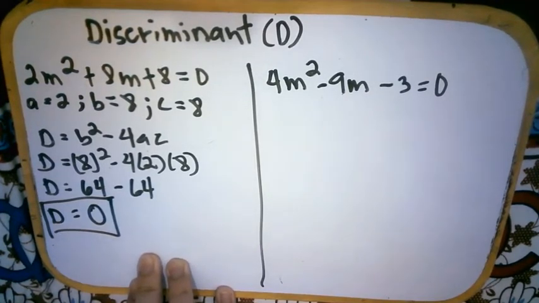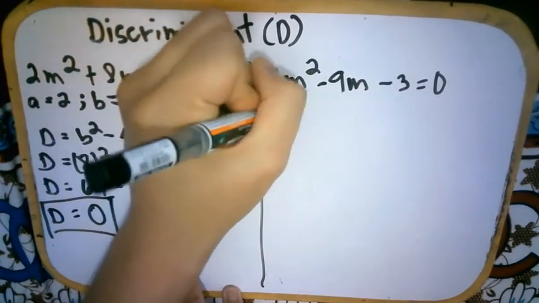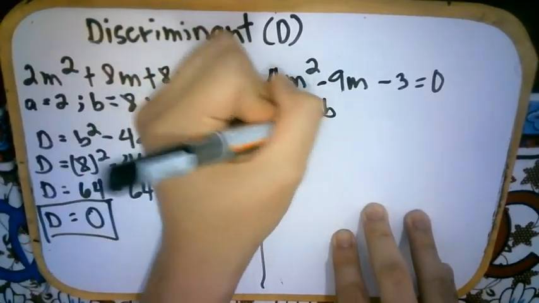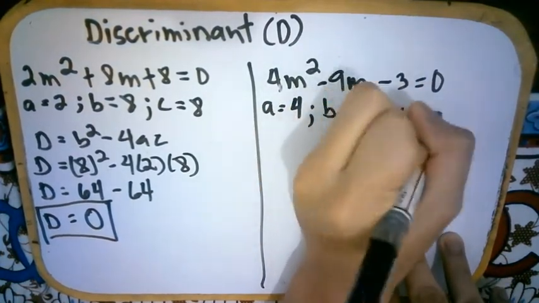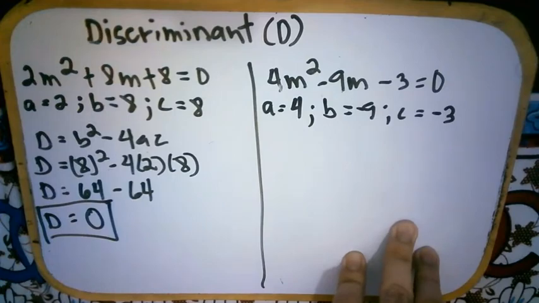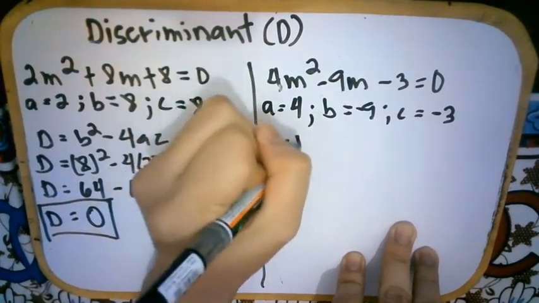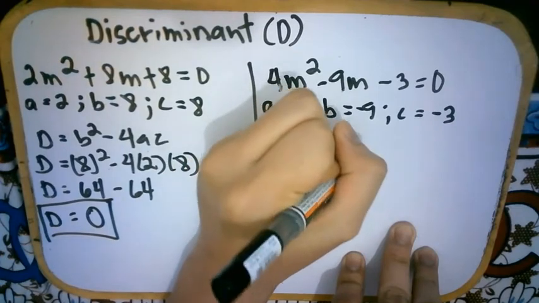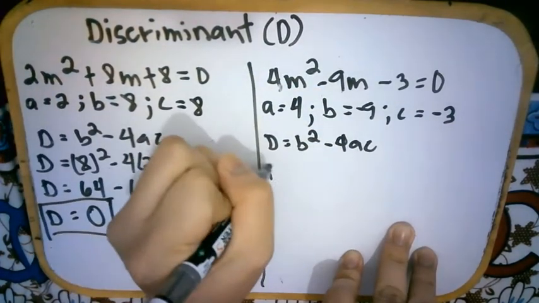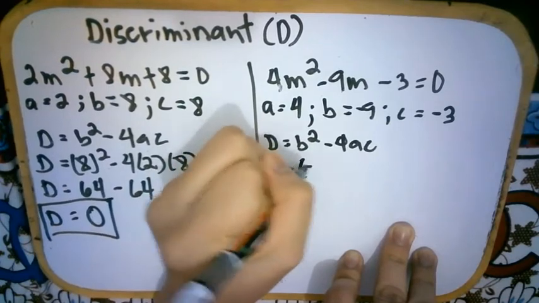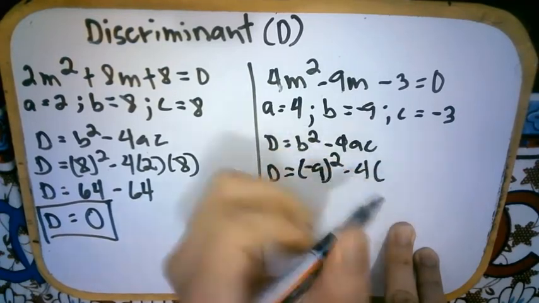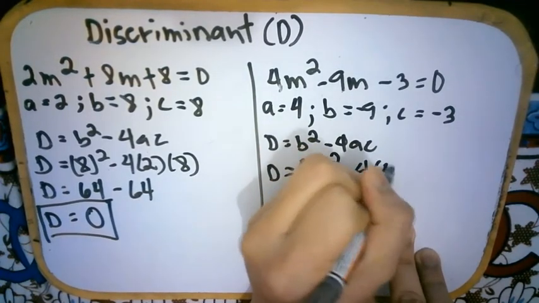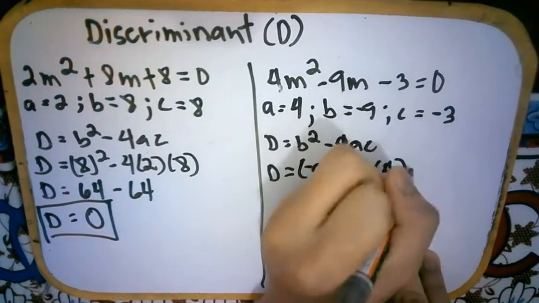Next one, we have 4m squared minus 9m minus 3 equals to 0. The value of A is 4. The value of B is negative 9. And C is negative 3. The formula is B squared minus 4AC. B is negative 9. We have negative 9 squared minus 4. And then the value of A is 4. And then the value of C is negative 3.